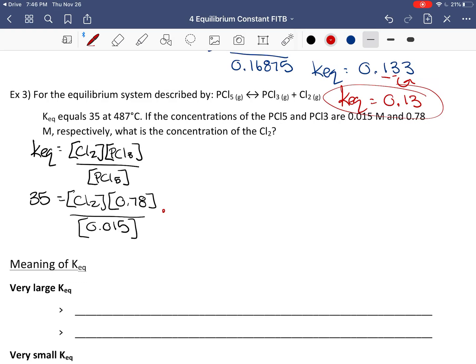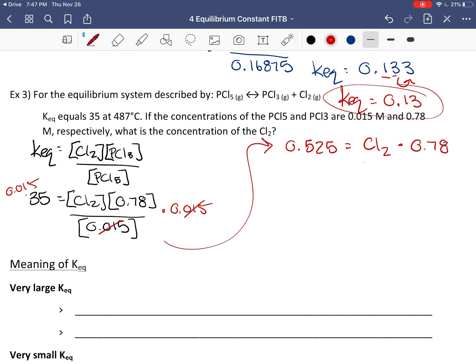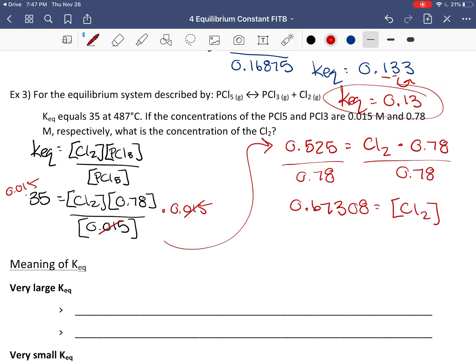Personally, in this case, I would multiply both sides by 0.015. That's going to reduce to 1, and I've got 35 times 0.015. So 0.525 is equal to Cl2 times 0.78. Now divide both sides by 0.78. And we get 0.67308 is equal to the concentration of Cl2.